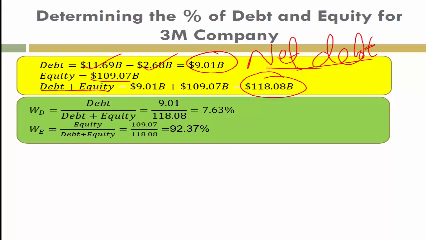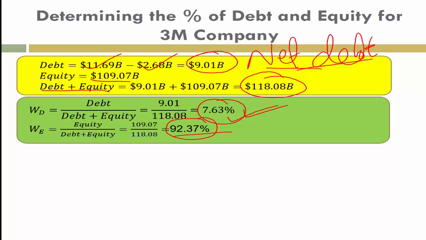So how do you calculate the weights, or the proportions, used in calculating the cost of capital? Look at the formula: debt over debt plus equity. You put in the numbers, simplify, and it's 7.63% debt weight. Equity is equity over debt plus equity, which is 109.07 over 118.08. It gives 92.37%. What does this mean? This means as of now, the 3M company is using 7.63% of its capital through debt, and the remaining through equity capital.